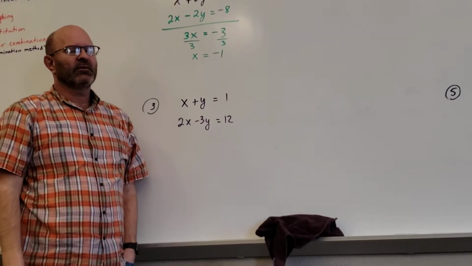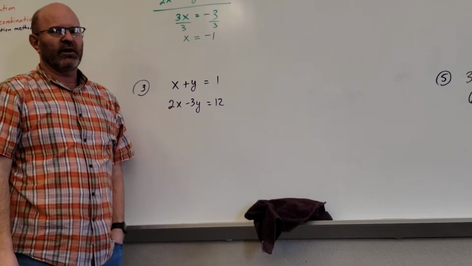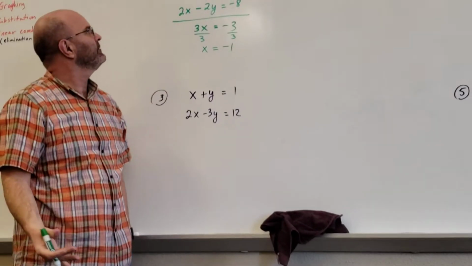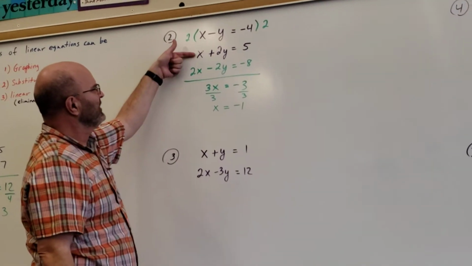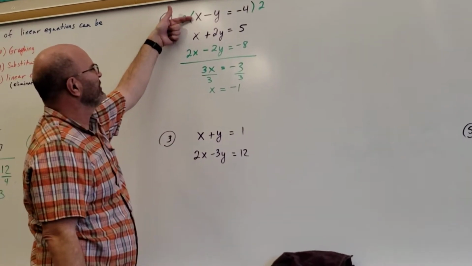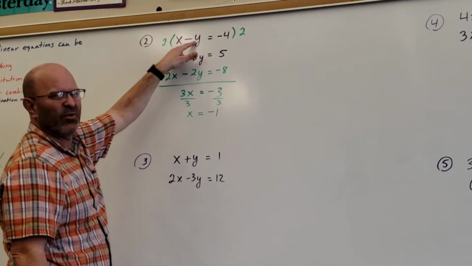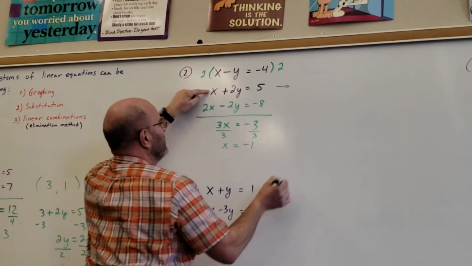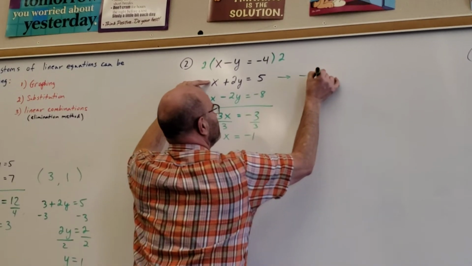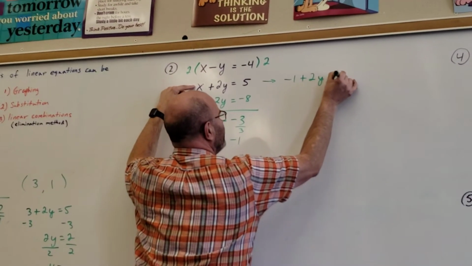Are we done with this problem? Of course not. We have to find the y value still, right? So I'm going to look at the equation that looks easier. I like the second equation a little bit more than the first equation because the first equation has a negative in front of the y. So I'm just going to go and migrate to that second equation, and I'm going to write -1 plus 2y equals 5.